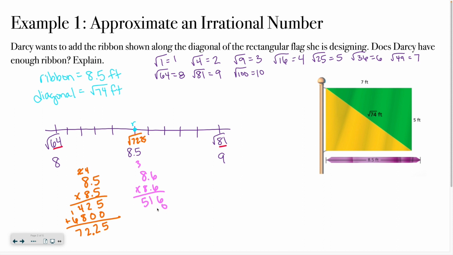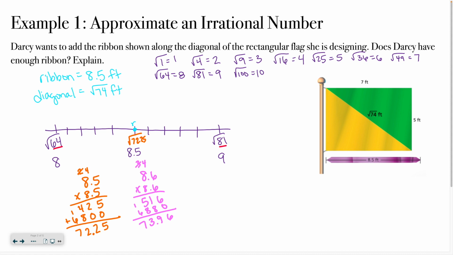Let me try that one more time. So 64, that'd be 68. So you could see if you did 8.6 times 8.6, I would have 73.96. That is pretty close to that square root of 74. So she would need at least, if she was cutting it by tenths, she would need at least 8.7 feet in order to cover that entire diagonal. Because if she did 8.6 feet, that's not going to be the entire length either.